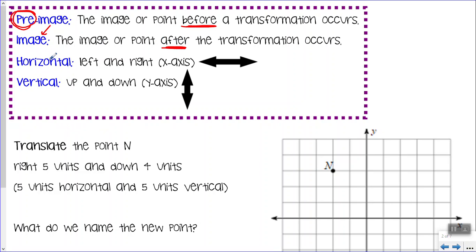It's important to remember that horizontal means you're going left and right along the x-axis, and vertical means you're going up and down along the y-axis, and that's going to be important as we do these different translations.